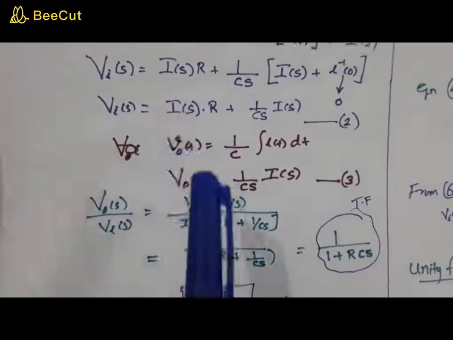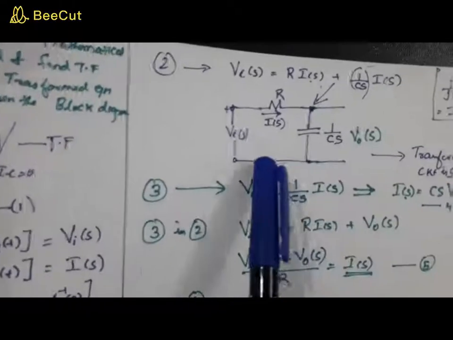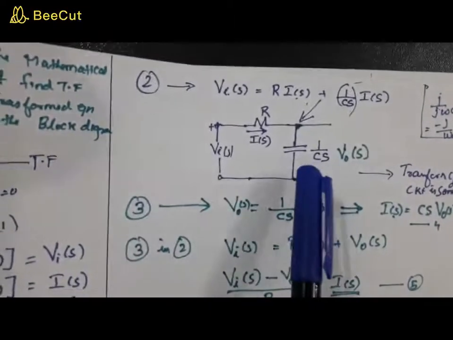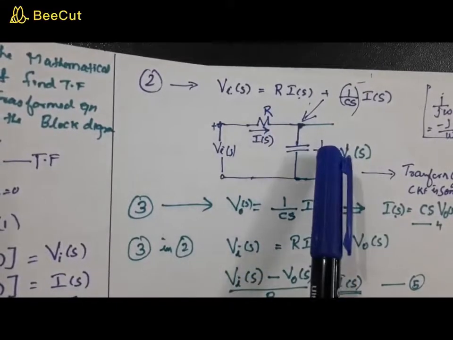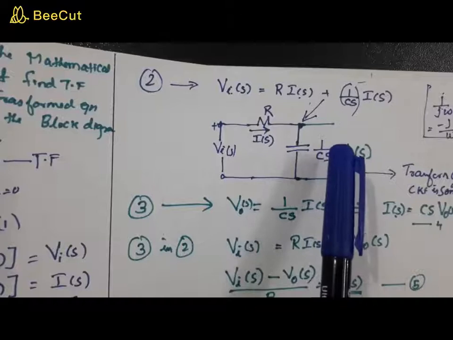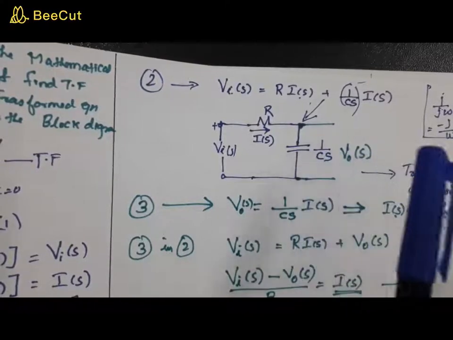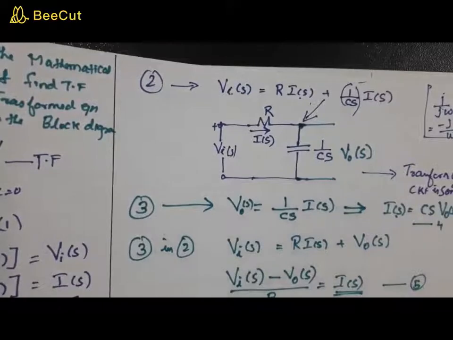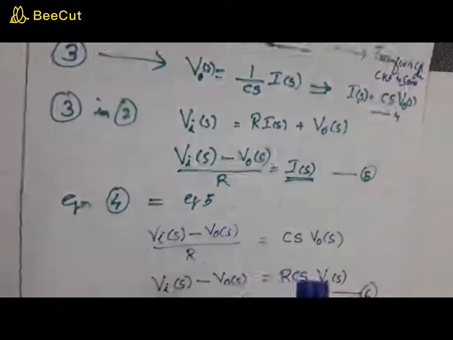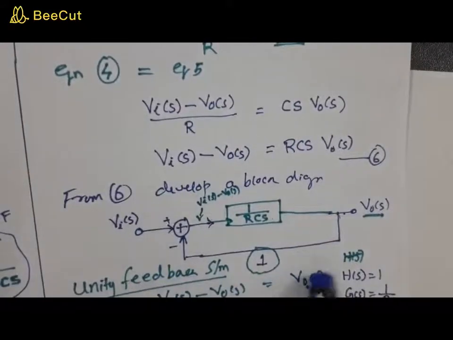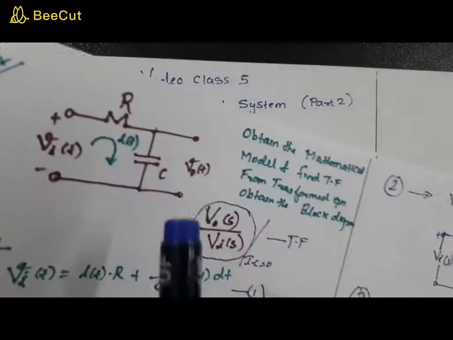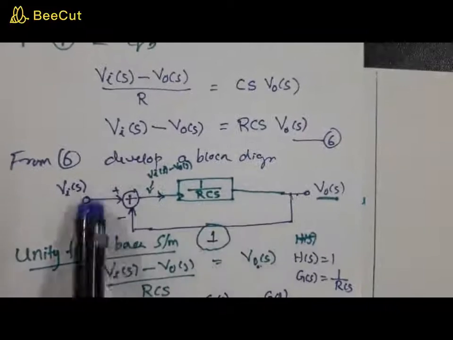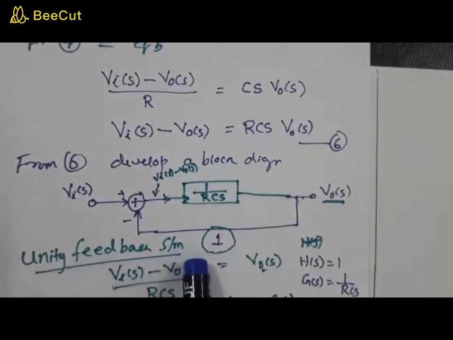Now from this transformed equation you can develop the transformed circuit, just as this. Here we have seen that the resistance R remains the same, while the impedance offered by capacitance will be 1 by Cs. All these things I have explained in the previous video. Later on, using this transformed equation, you know how to develop it into a block diagram, and we have seen that even though this is a very simple circuit, it can be considered as a closed loop system, that too a unity feedback system.